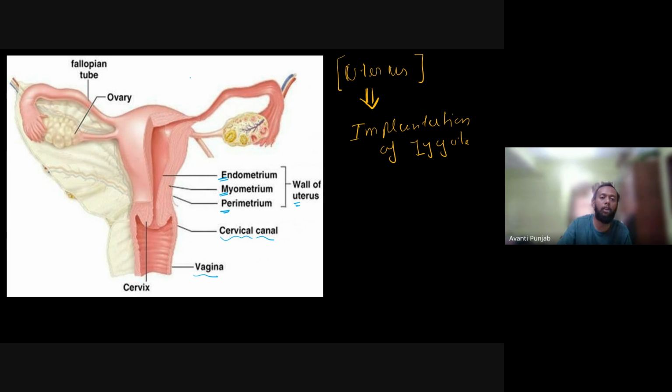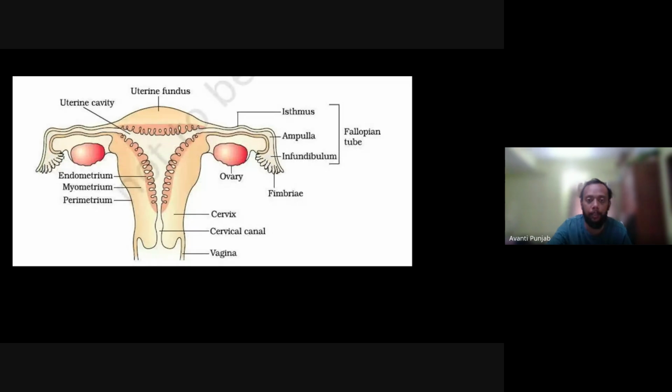Okay. You have the fallopian tube. The fallopian tube has a length of around 10 to 12 centimeter, and it is also called the oviduct. Now let's focus on the fallopian tube. As I've told you, 10 to 12 centimeter will be the length of the fallopian tube.